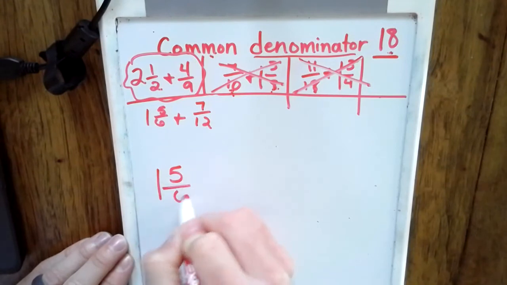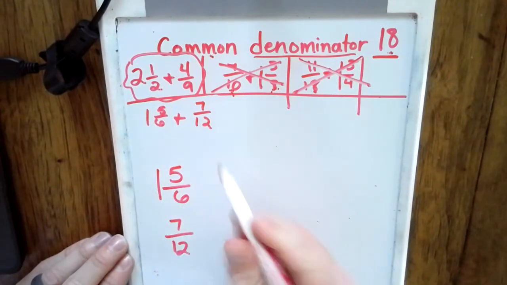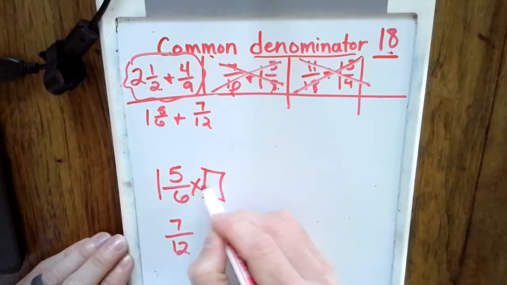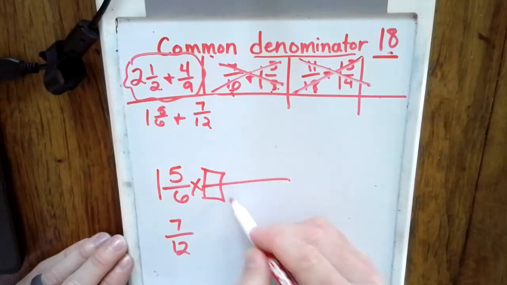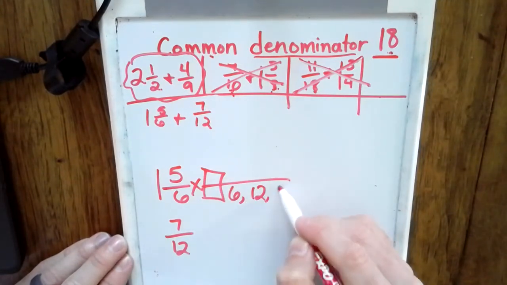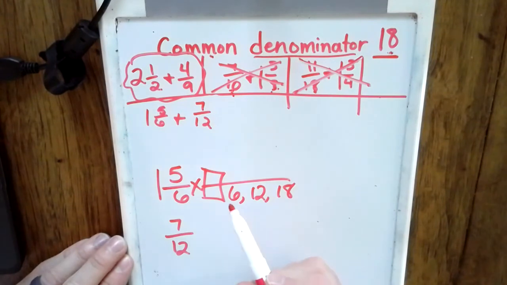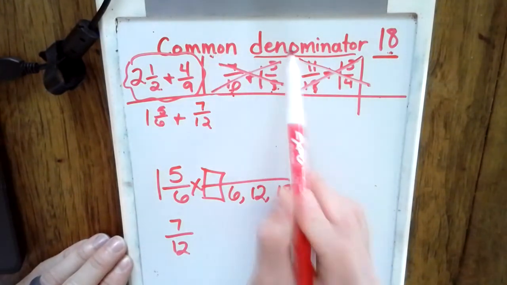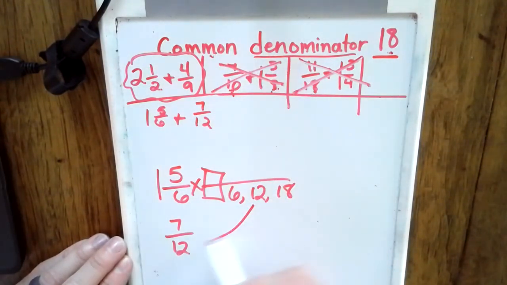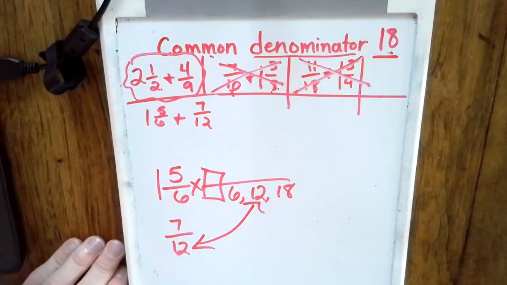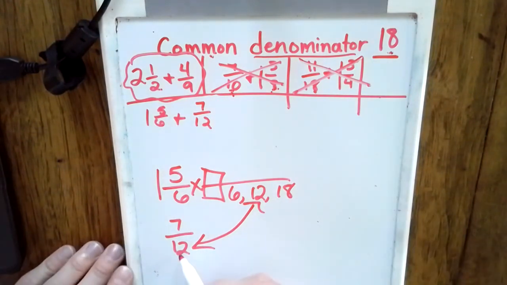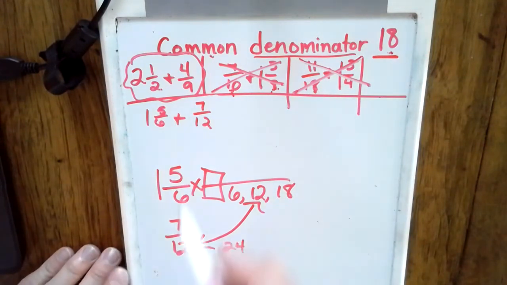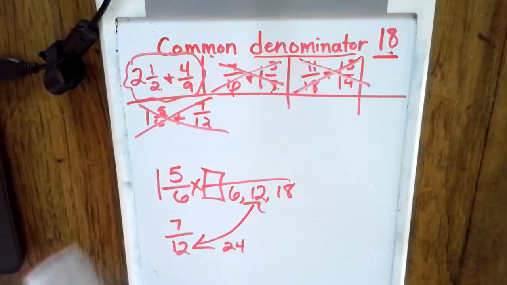1 5/6 and 7/12. 6 is actually going to land on 18 with the multiples, but we're trying to find a common denominator. The denominator that we actually have in common here is 12, not 18. And the multiples of 12 are 12, 24. It's never going to work. So the numbers that will give us a common denominator of 18 are 2.5 and 4/9.